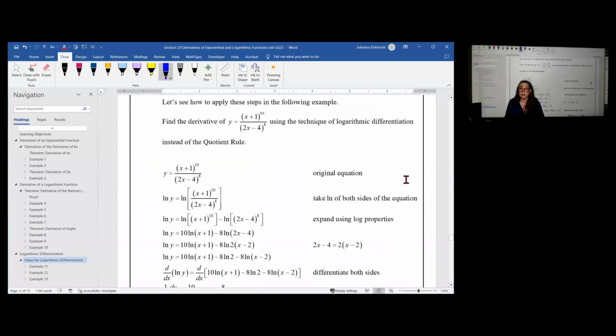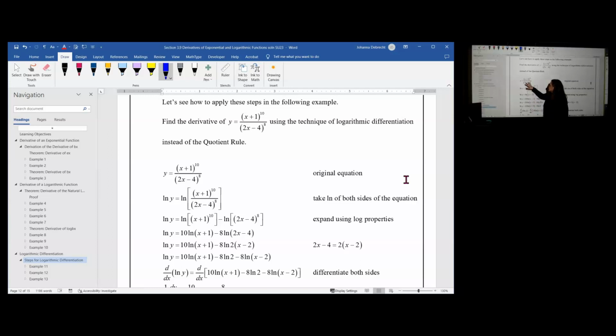Let's now apply it to another situation where we might want to use logarithmic differentiation. When we have a rational function, the ratio of two polynomials, where the polynomials are raised to relatively large powers, it turns out that instead of applying either the quotient rule or the product rule, we're better off doing logarithmic differentiation. What we're going to do is let y equal this rational function that you see here, x plus 1 to the 10, divided by 2x minus 4 to the 8.